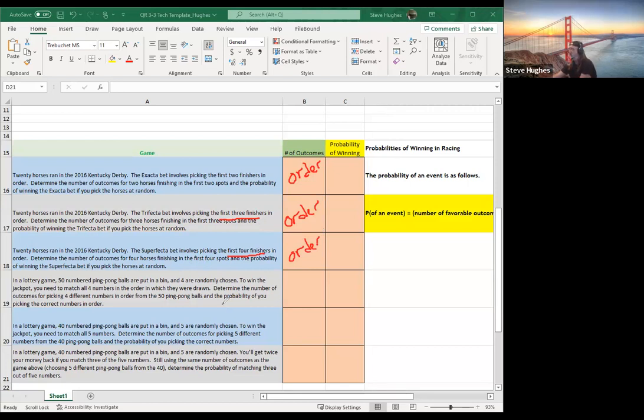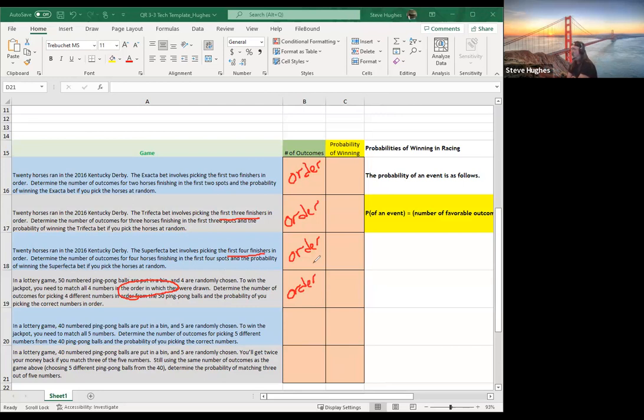All right. Next one. In a lottery game, 50 numbered ping pong balls are put in a bin and four are randomly chosen. To win the jackpot, you need to match all four numbers in the order in which they were drawn. Then we want to determine the number of outcomes for picking four different numbers. So once again, order matters. Where did it say that? Right here: the order in which they were drawn. So once again, order matters.